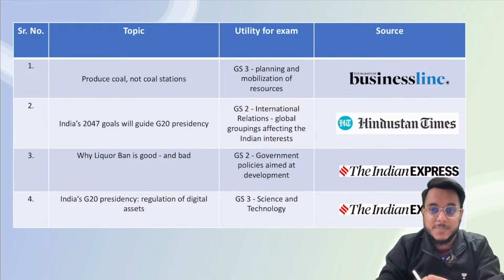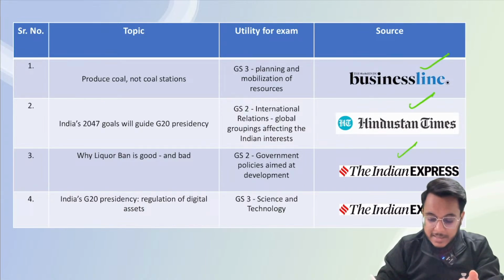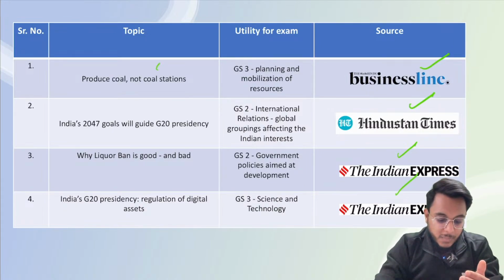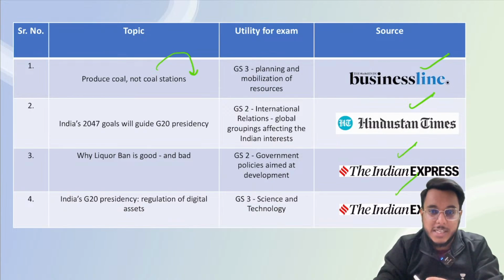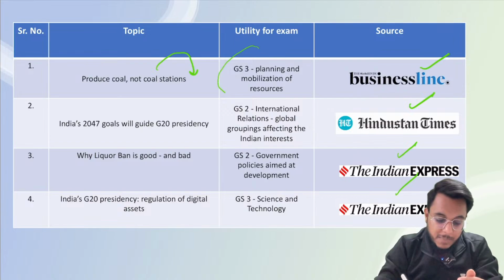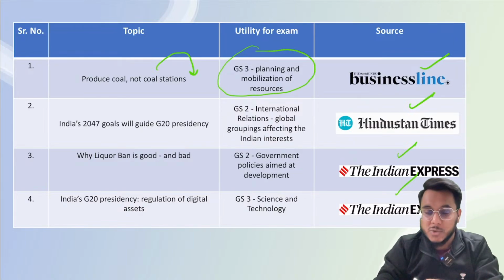Now in today's session, we are going to cover three important newspaper sources. The first is Business Line, and then the Hindustan Times, and there are the Indian Express articles that we are going to discuss. So the first article is Produce Coal and Not the Coal Stations. This particular article will be important for GS paper number 3, Planning and Mobilization of Resources.